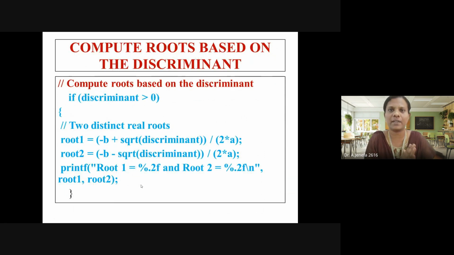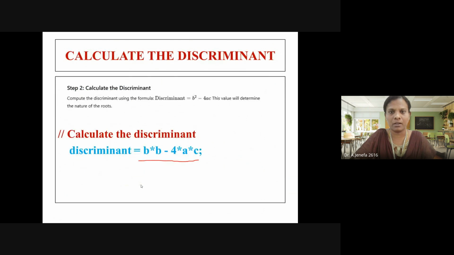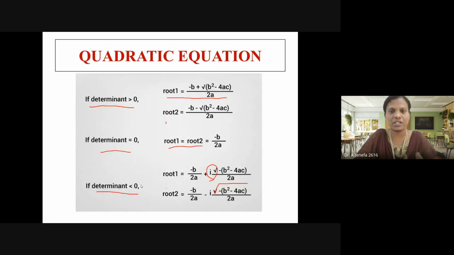If the discriminant value is equal to 0, it means that both the roots are same. Root 1 and root 2 are same. How do we calculate root 1? Root 1 equals minus b plus square root of discriminant by 2 into a. So if the discriminant value is equal to 0, we say that both the roots are same, so root 1 equals root 2, that is minus b by 2a.